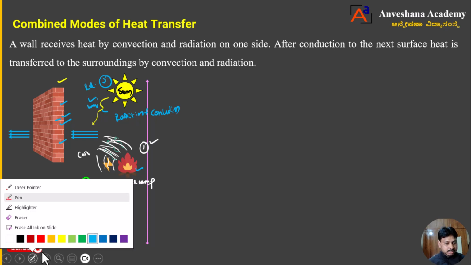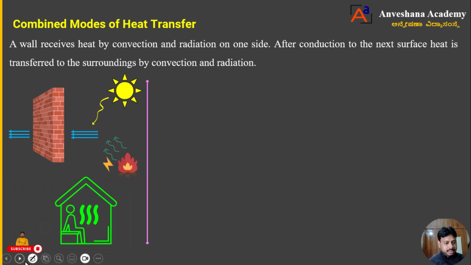Okay, now what we can say here, dear students, is that heat is going to transfer from the fire to the wall through convection. So convection heat transfer, I can write it here, that is one. Then because of this solar radiation, the heat is going to transfer from the sun to the wall.